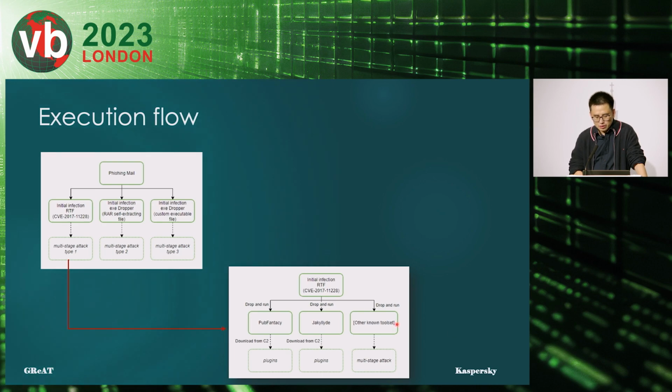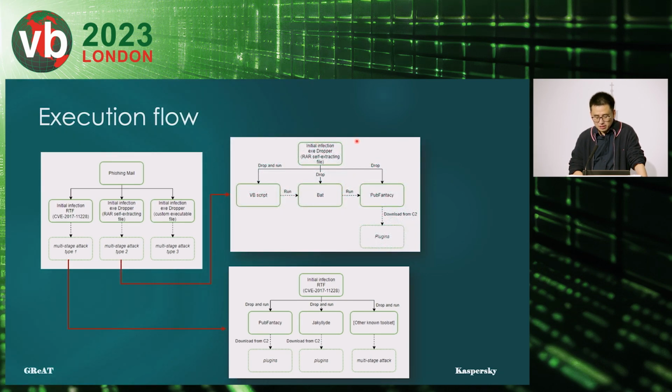This is stage 1. It will then download plugins to achieve different goals. The second type is relatively rare and uses an IR archive to release a VB script, a bat script and Pub Fantasy. The dropper will execute the VB script first. The VB script then runs the bat script, which will run Pub Fantasy.